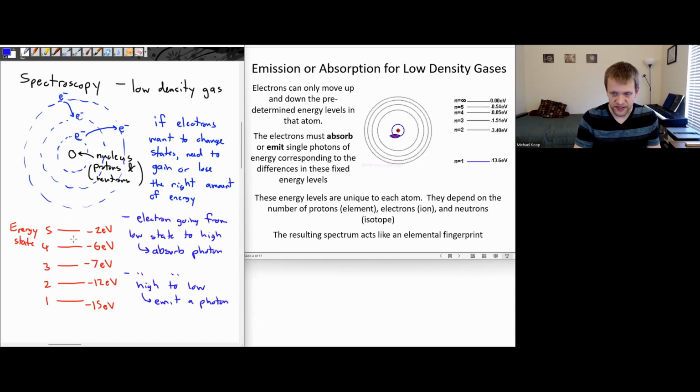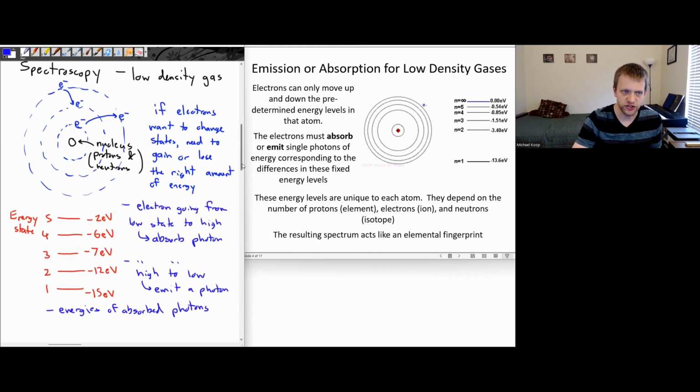Another important point is that the energies that it likes to absorb are always going to be the same as the energies that this atom likes to emit. So the energies of absorbed photons equals the energies of the emitted photons.